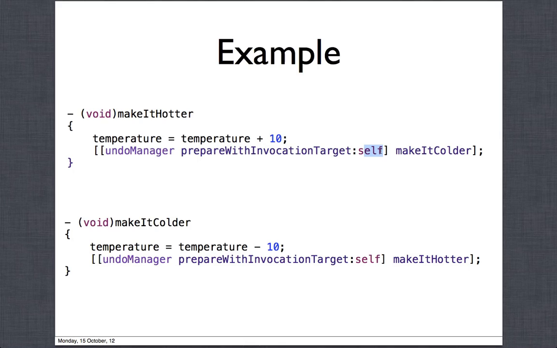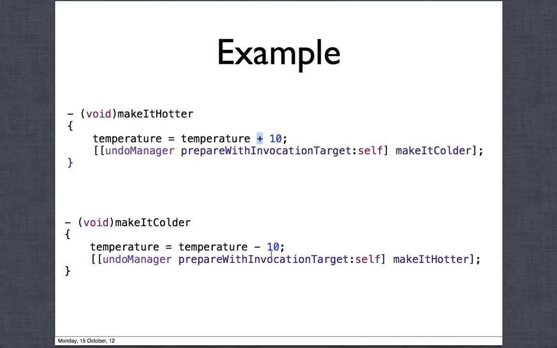So the target of that invocation, the target of the method that should be called when you want to undo, is me, it's self, it's the object where this happens, the instance. And then I pass the name of the message, the name of the method that should be called if I want to undo this action. And then, of course, I have to implement this same method. So here's the method, make it colder. And obviously, it does -10 to the temperature, it is the inverse of this.